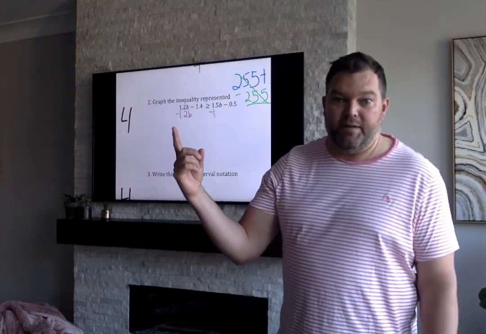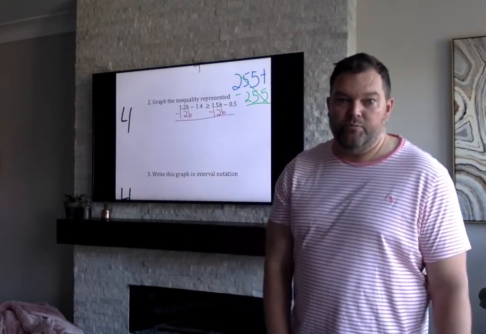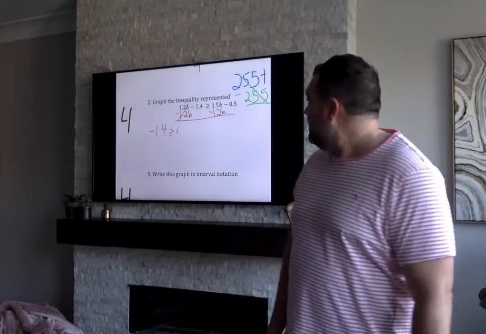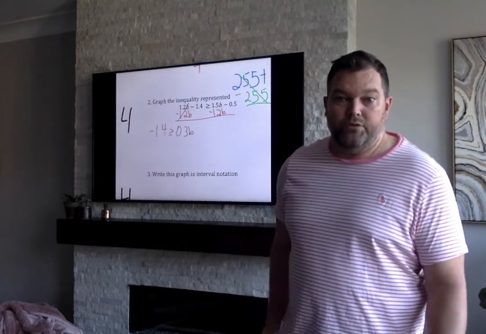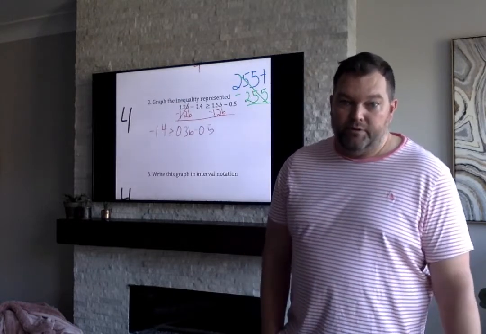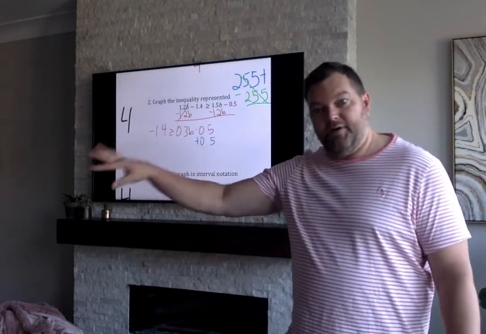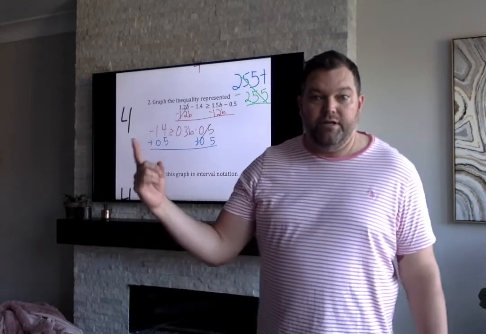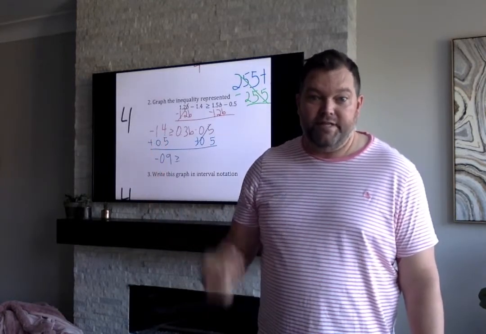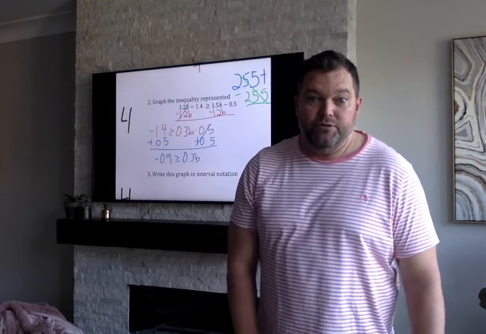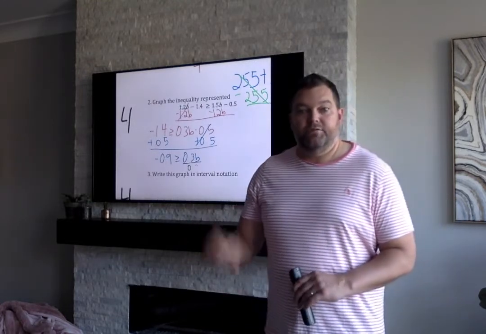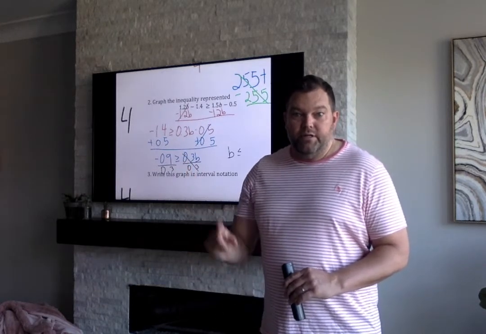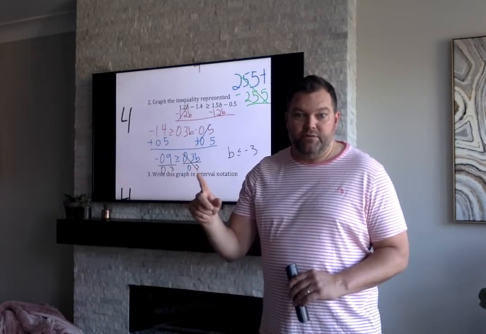First thing I do is get my b's together, so I subtract 1.2b on both sides. That leaves me with negative 1.4 is greater than or equal to 0.3b minus 0.5. So now I need to get the 0.5 over to the other side, so I add 0.5 to both sides. Negative 1.4 plus 0.5 is negative 0.9, is greater than or equal to 0.3b. Divide both sides by 0.3. Those cancel, and b is less than or equal to negative 3.